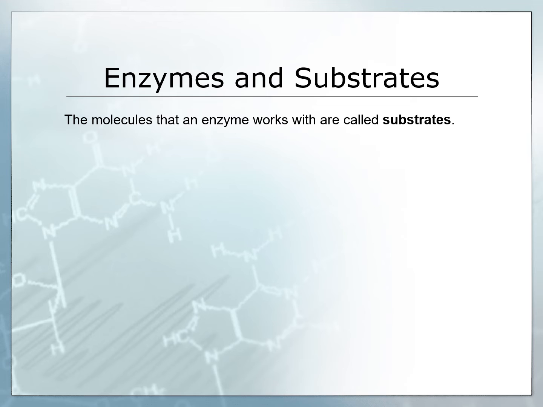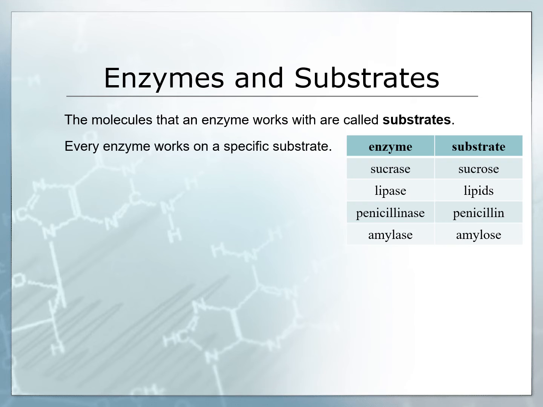The molecules that an enzyme works with are called substrates. Every enzyme works on a specific substrate. That means that an enzyme will work on one and only one molecule. The enzyme names often end in ASE.